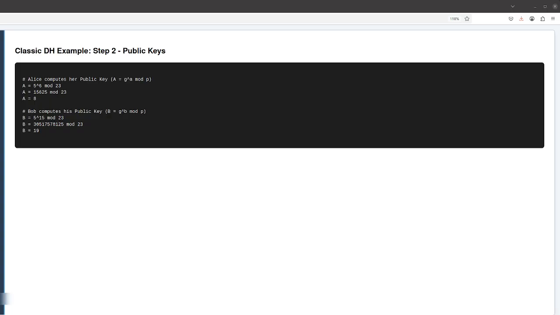Bob does the same with his private key. B equals g to the power of b modulo p, which is 5 to the power of 15 modulo 23. This is a much larger number, but the result of the modulo operation is 19. So, Bob's public key is B equals 19.